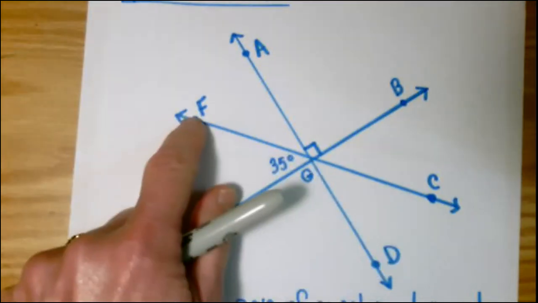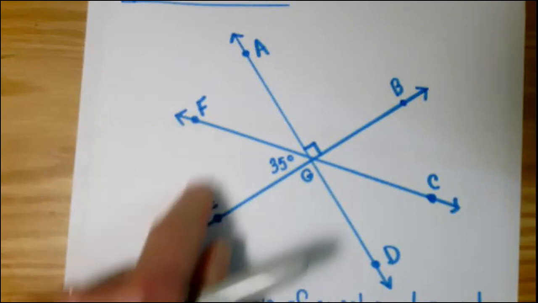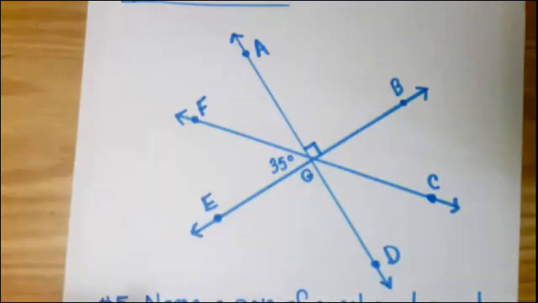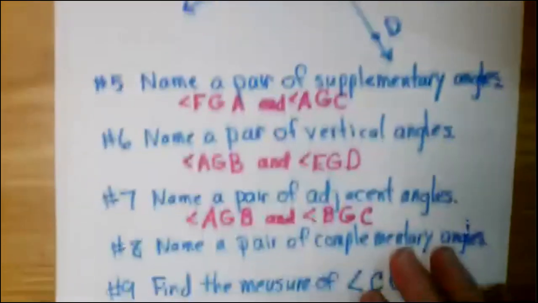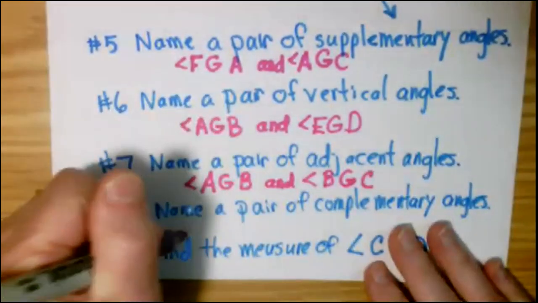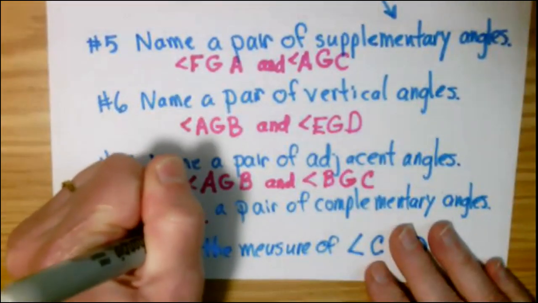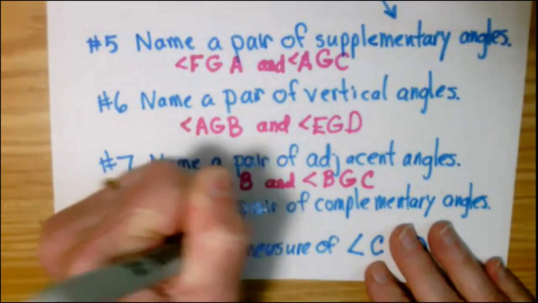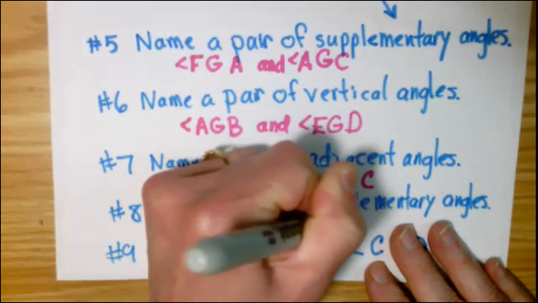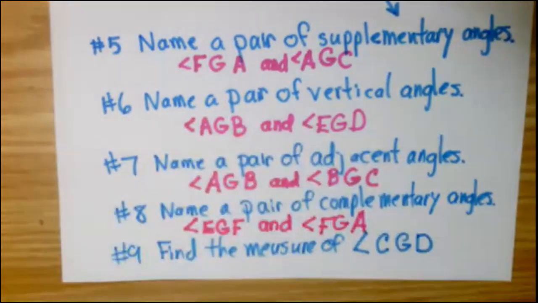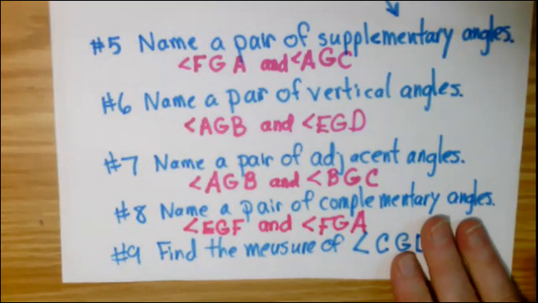Well, how about FGE and FGA? Don't they add up to 90 degrees? They have to, right? Based on our picture. So what, name a pair of complementary angles? Complementary angles would be angles EGF and angles FGA.